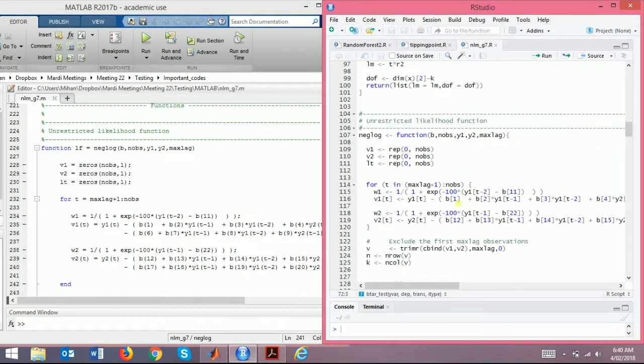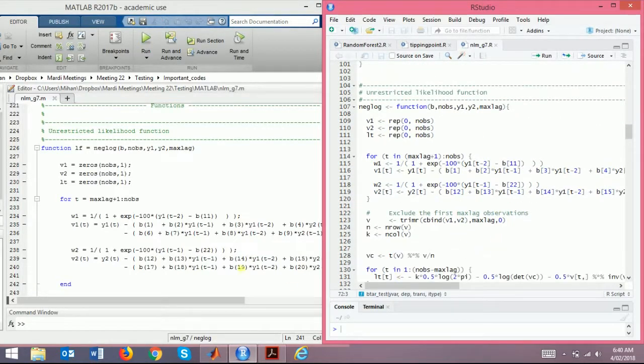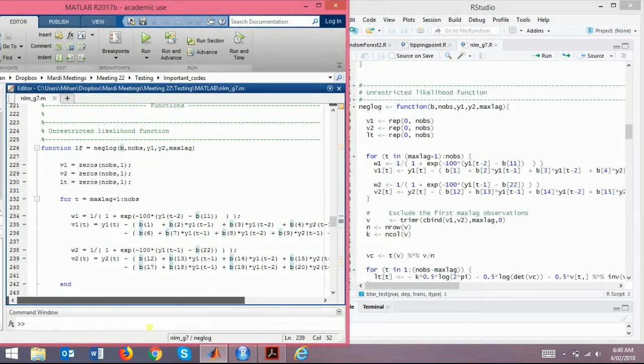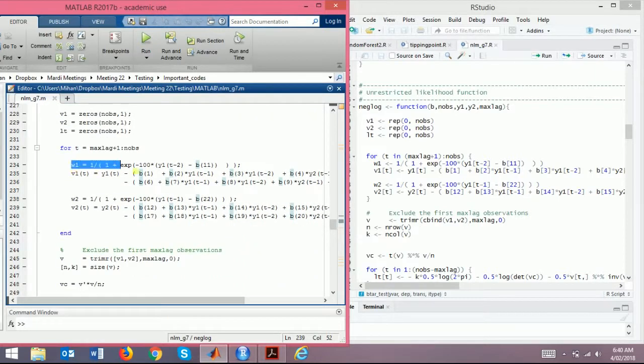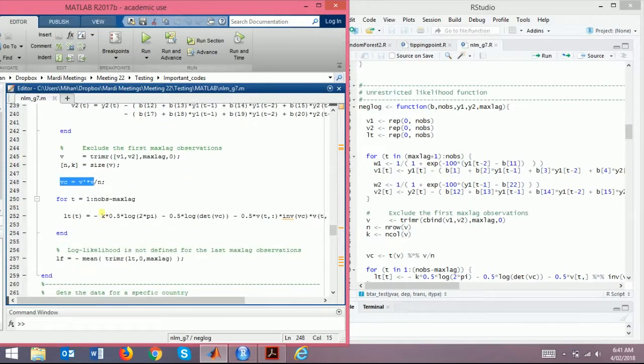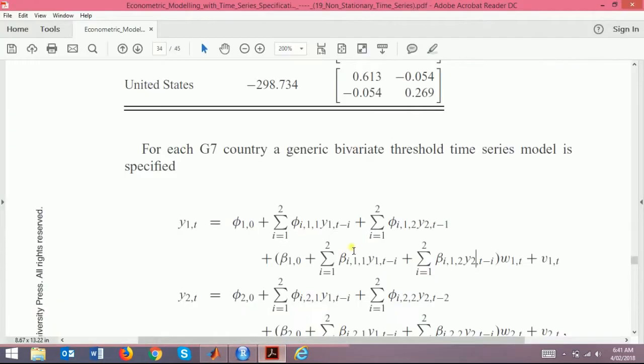Unrestricted likelihood function, and then omega 2, and the residual we define from the transition function, then the equation. So exclude the first maximum lag, obviously we always do that to remove the initialization effect. And then for t equal to 1 to number of observations minus the maximum lag, we compute the log likelihood function. So interesting, we're going backwards, number of observations minus the maximum lag.